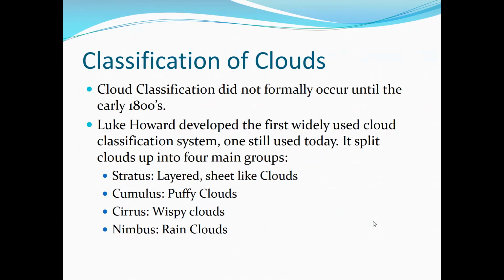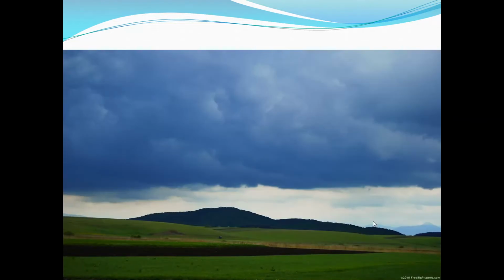And then the fourth type of cloud that Howard's classification system included were clouds that created rain, clouds where the droplets were large enough inside to begin falling to the ground. Those are called nimbus clouds. Now, this does a really good job splitting up different clouds into different types of classifications. Right here, we have a nimbus cloud that looks really dark. It looks like rain could fall out of it at any moment.